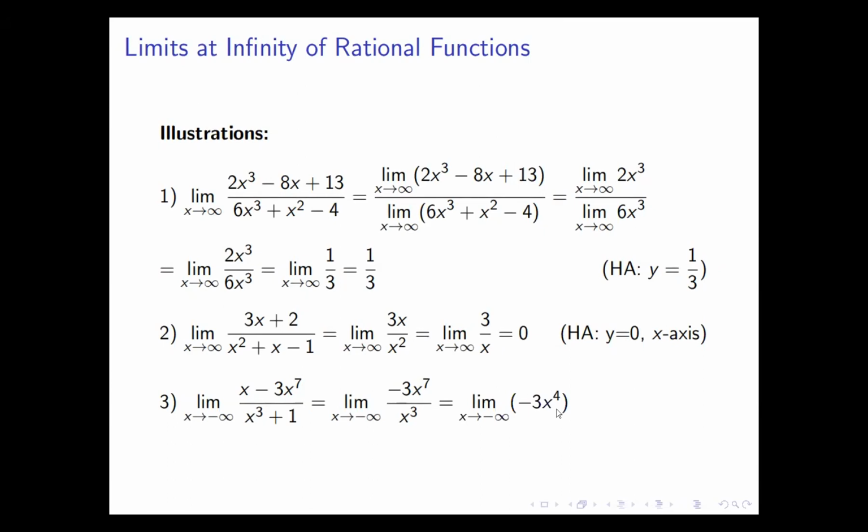In fact, negative infinity dahil even to. So dahil even siya, lagi siyang positive times a negative. So negative infinity. What does this mean? Correct. No horizontal asymptote.